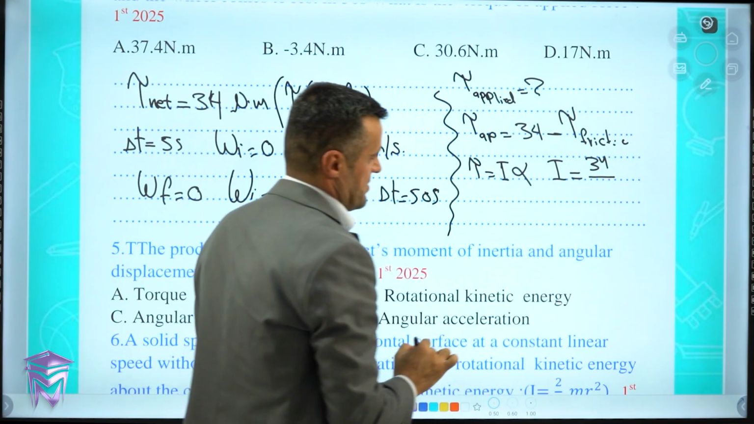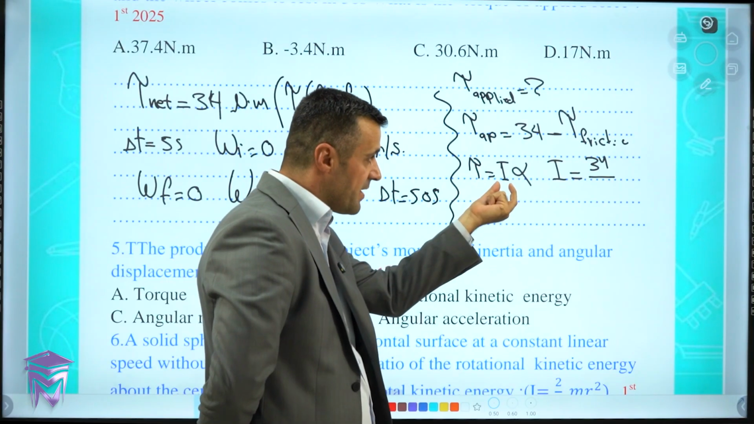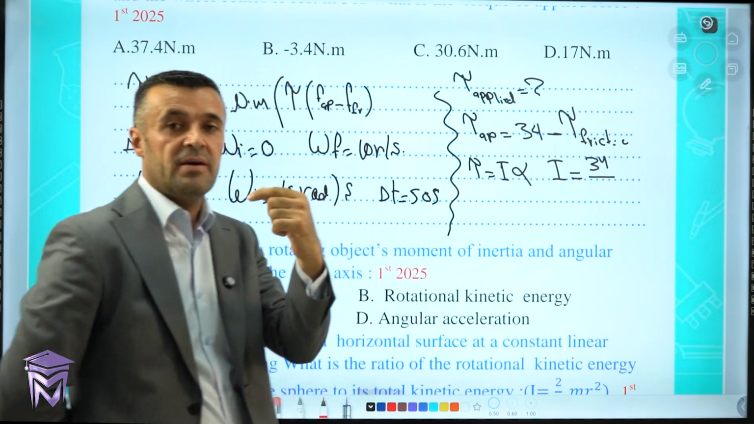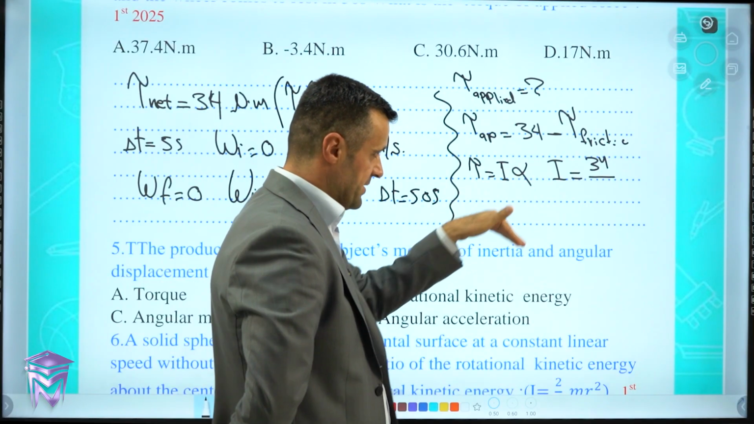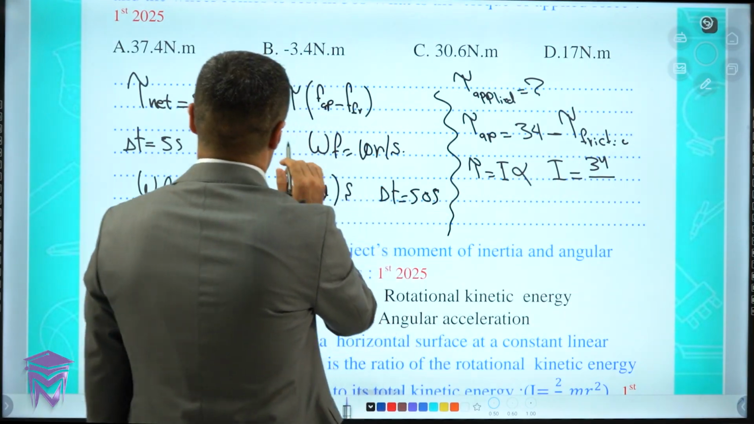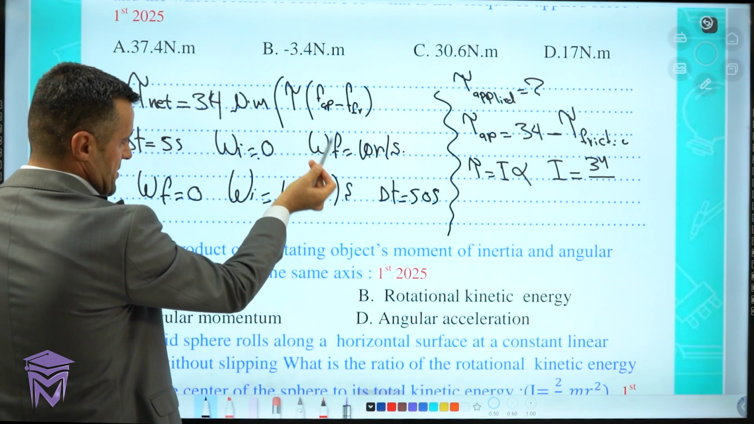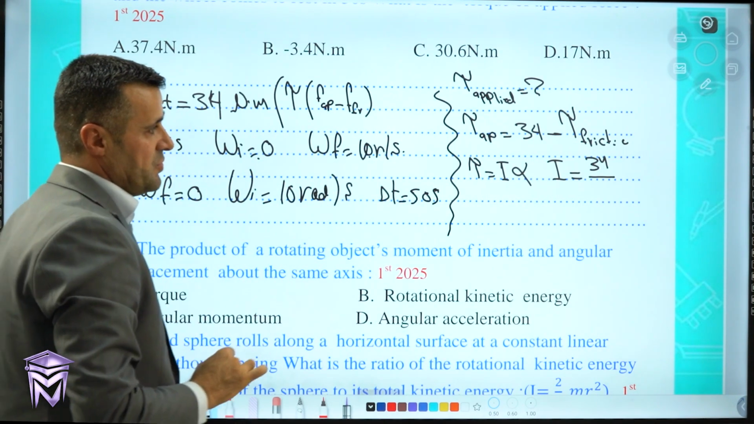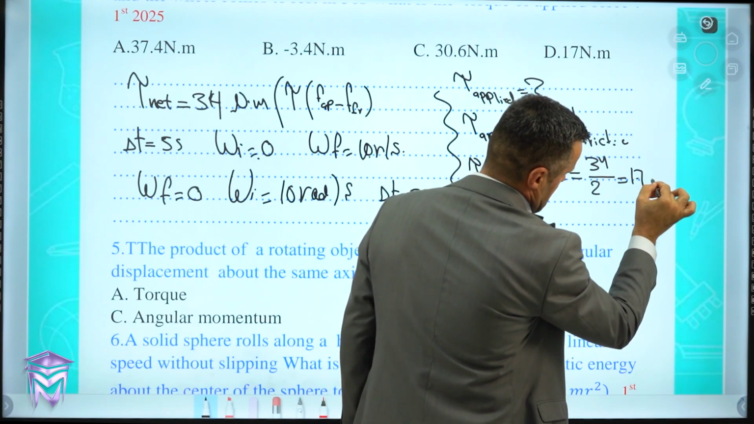Divide by what? Alpha we haven't, but we can find it. Alpha equals final omega minus initial omega over t. We can find it: 10 minus 0 is 10, divided by 5 equals 2. Then 34 divided by 2 equals 17.